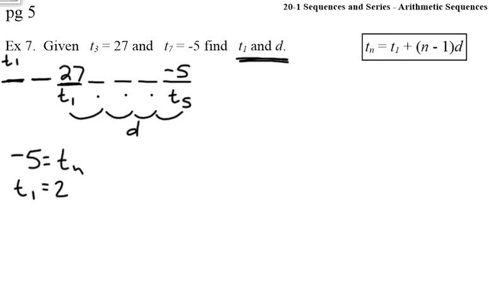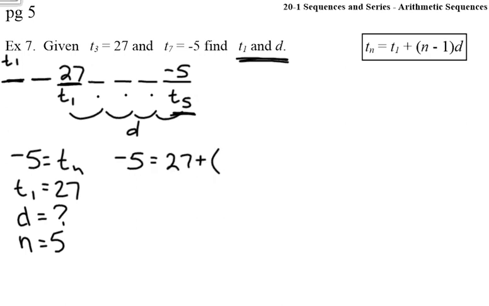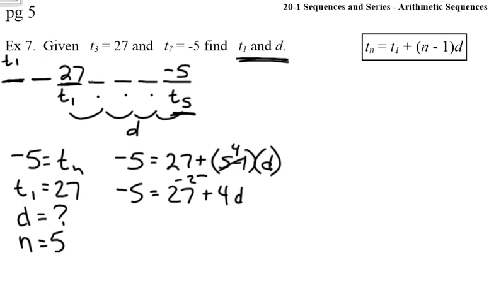Term 1 is 27. d, we don't know. But we do know that n, because we're dealing with 5 terms right now, is 5. So here we go. Negative 5, our T of n, equals 27 plus 5 minus 1 times our d value, which we don't know, so we can solve for d. Done a fair bit of this algebra now. 5 minus 1 is 4. Minus 27.